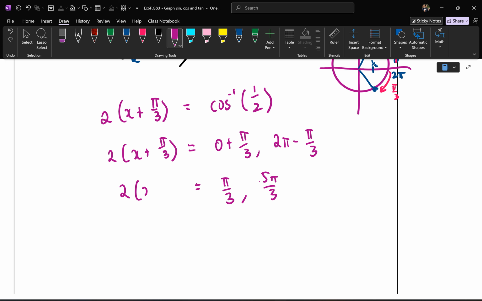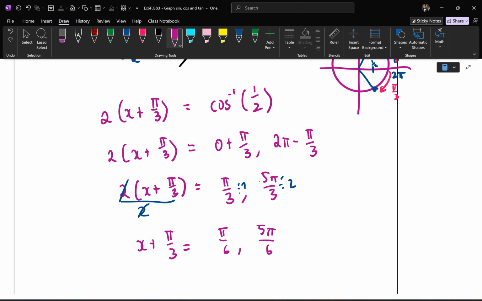This is 2 bracket x plus pi on 3, and your job is to find x. So get rid of the 2. Divide both sides by 2. Divide this by 2, divide this by 2. And you now have, in your next line, x plus pi on 3 will equal to pi on 6, 5 pi on 6. Okay, because I'm dividing them all by 2.